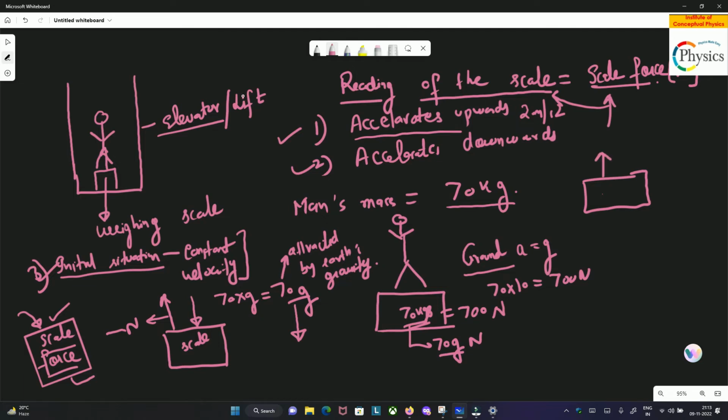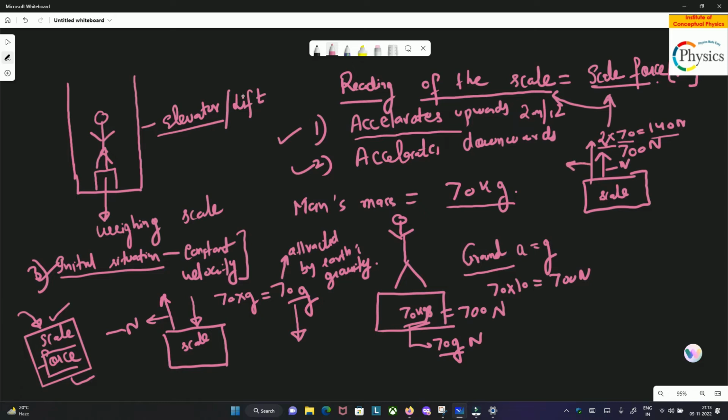I'm drawing the free body diagram. Now you already know that, because the man is standing on the scale itself, the scale pushes back with 700 newtons. Additionally, the additional force is coming from the scale. The scale is also accelerating upwards with an acceleration of 2 meters per second squared, and therefore the scale exerts an extra force on the man because of its acceleration. So the extra force on the man coming from the scale is 140 newtons.